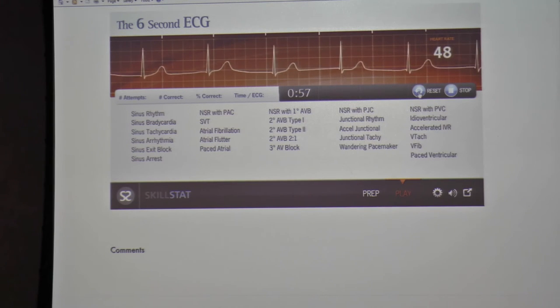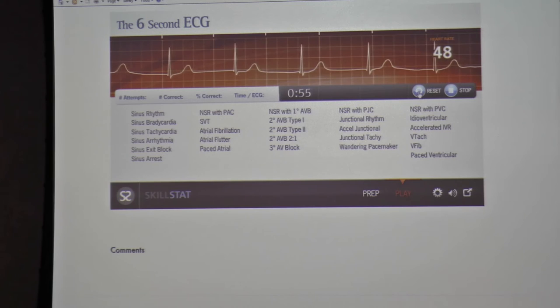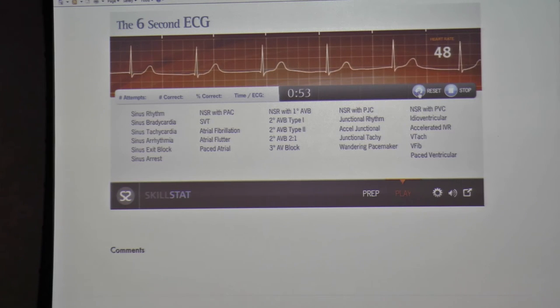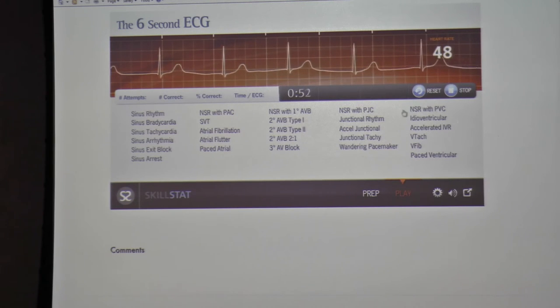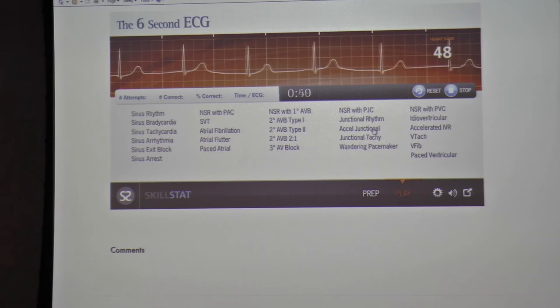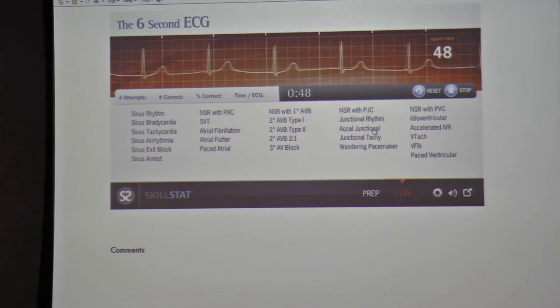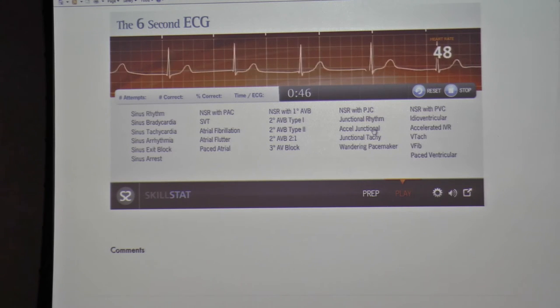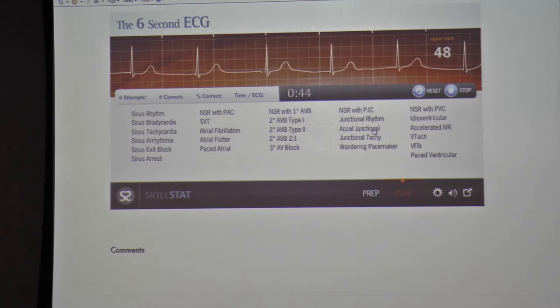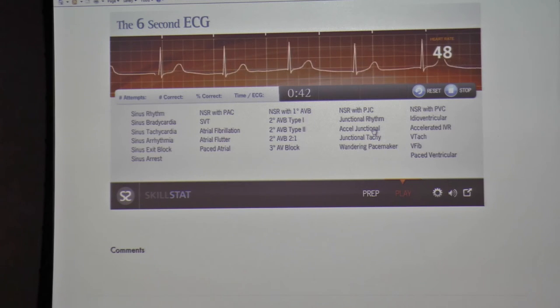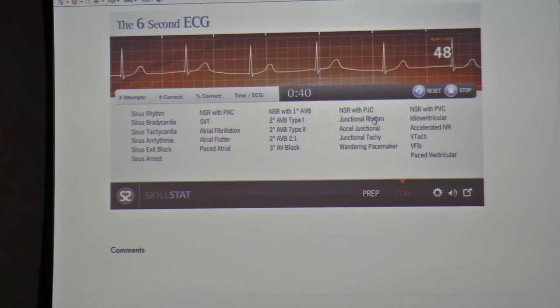Okay, bradycardia, narrow QRSs. But no P waves. So this would be a junctional rhythm. It would not be accelerated junctional, because the rate should be 40 to 60, and the rate is 40 to 60, so we're just going to call it junctional.